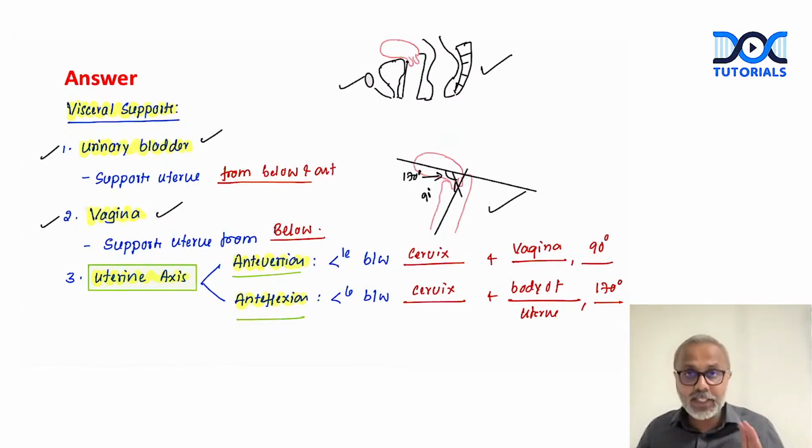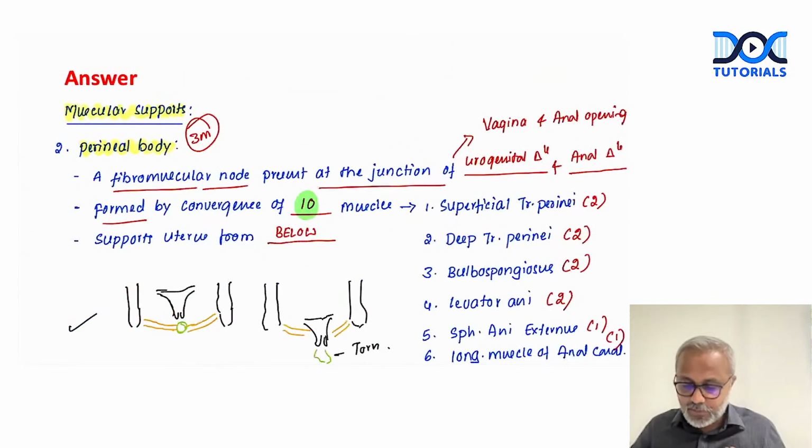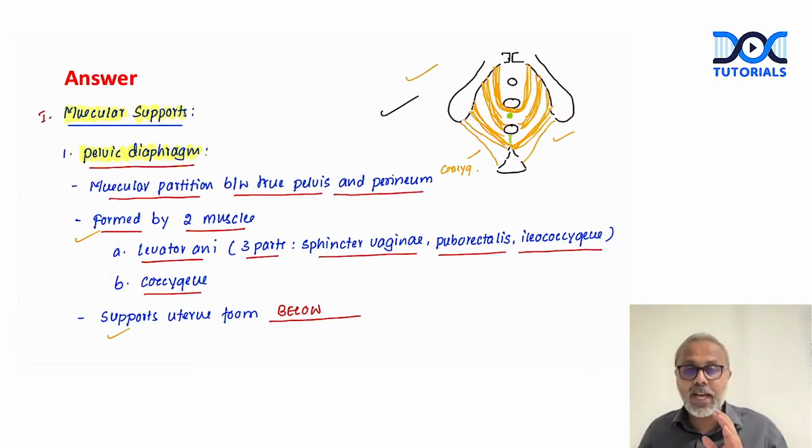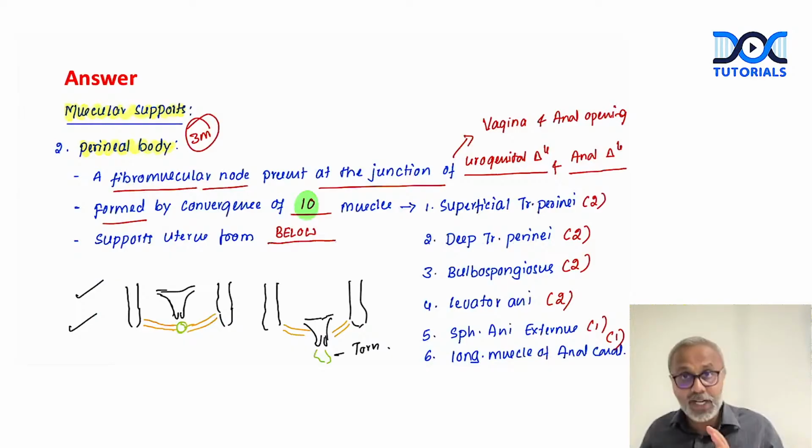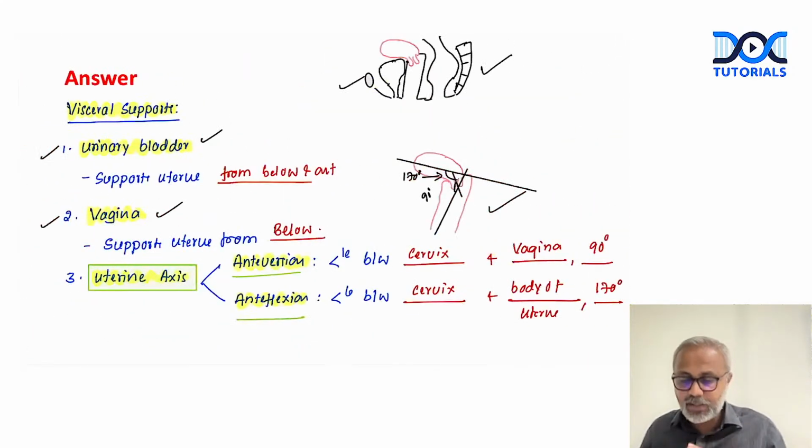So how many diagrams did we do till now? The first diagram for levator ani and the pelvic diaphragm. The second diagram to show the function of perineal body. The third diagram is to show the relation of urinary bladder and the vagina. And then the fourth diagram to show anteversion and anteflexion. Simple diagrams, do it quickly, right?